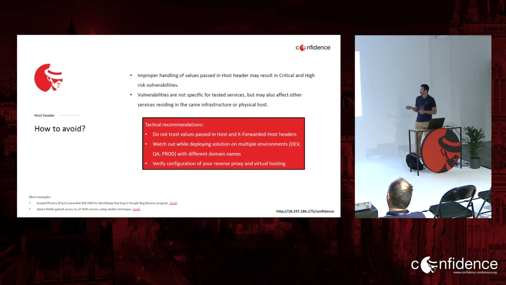Okay, so these are tactical recommendations for the developers. You shouldn't trust any values which are passed in the host header and in the X-Forwarded-Host header, because in general, if you're not able to exploit this vulnerability using the host header, you should probably add an additional header, which will be X-Forwarded-Host, and there is a strong chance that one of these headers will work just fine with this application. You need to watch out while deploying a solution on multiple environments. That's a quite common issue, that a lazy developer will just take his application and implement it on its own testing infrastructure.